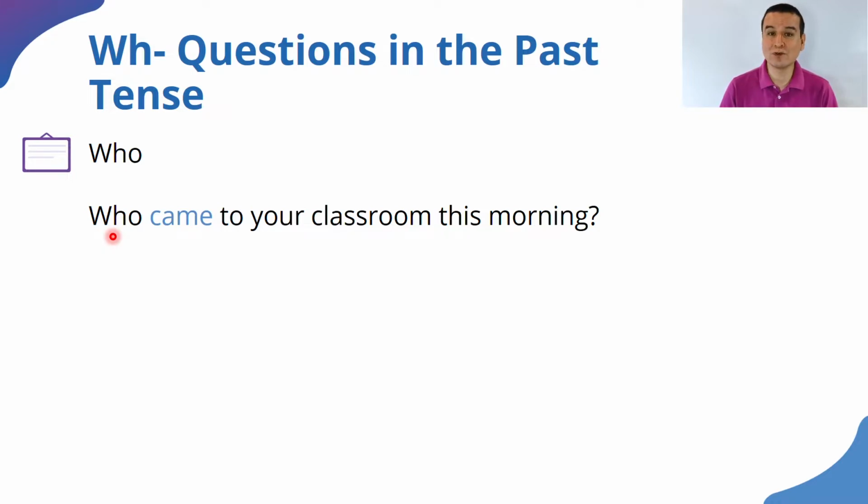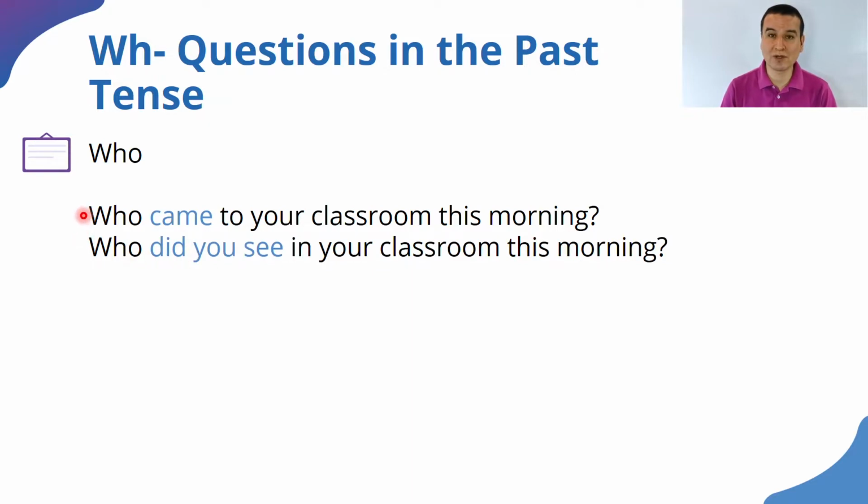So there is no place for us to include an auxiliary, and actually, the auxiliary usually goes before the subject, and we don't have a subject. We don't know who the subject is. So for all those reasons, when we're asking about the subject of a sentence, we just use who, and then straight ahead we add the verb conjugated in whatever tense we need to. All right? Who came to your classroom this morning? Who is the subject and the question in itself.